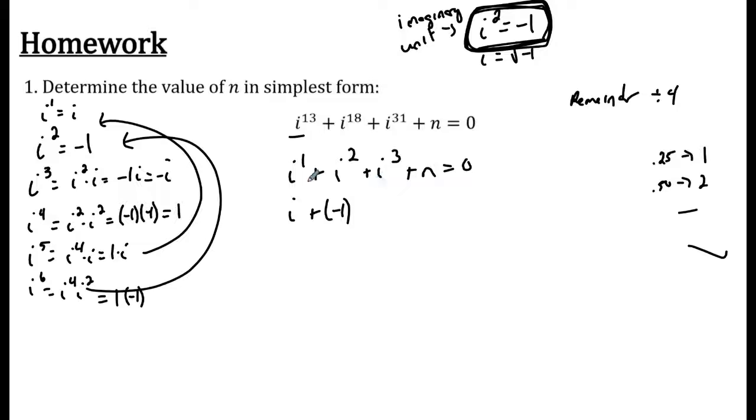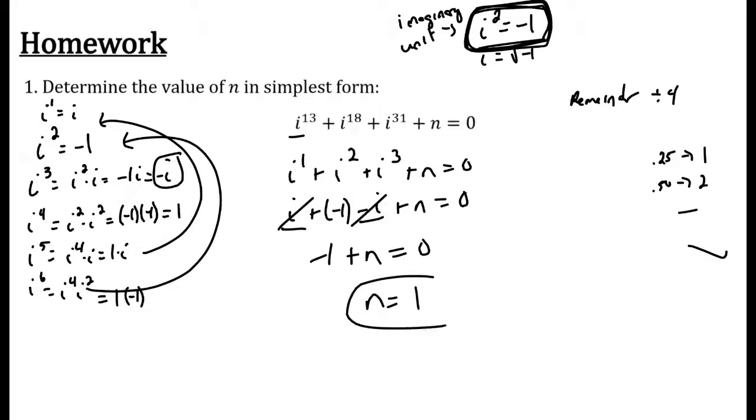i cubed, you should know that i cubed is -i, plus n equals 0. So i minus i adds to 0. -1 plus n equals 0. n has to equal 1. So this question just had us thinking about those powers of i. The key thing here is it's the remainder when you divide by 4. That power, because we have that cyclical nature here, it's the remainder when we divide by 4. That's what that new power becomes.